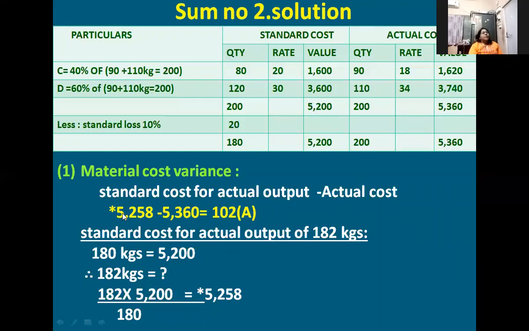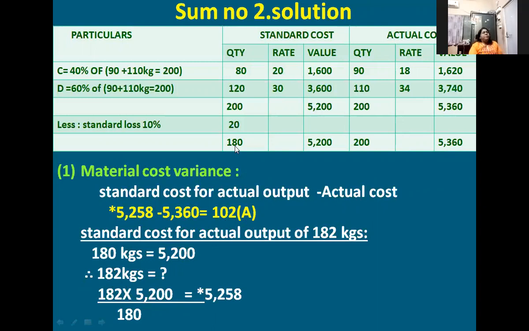5,258. So 5,258 minus the actual cost I calculated, 5,360. So 5,258 minus 5,360, what is my answer? 102 adverse. Why do we mention adverse? Because we are getting a negative answer. So this calculation is important.